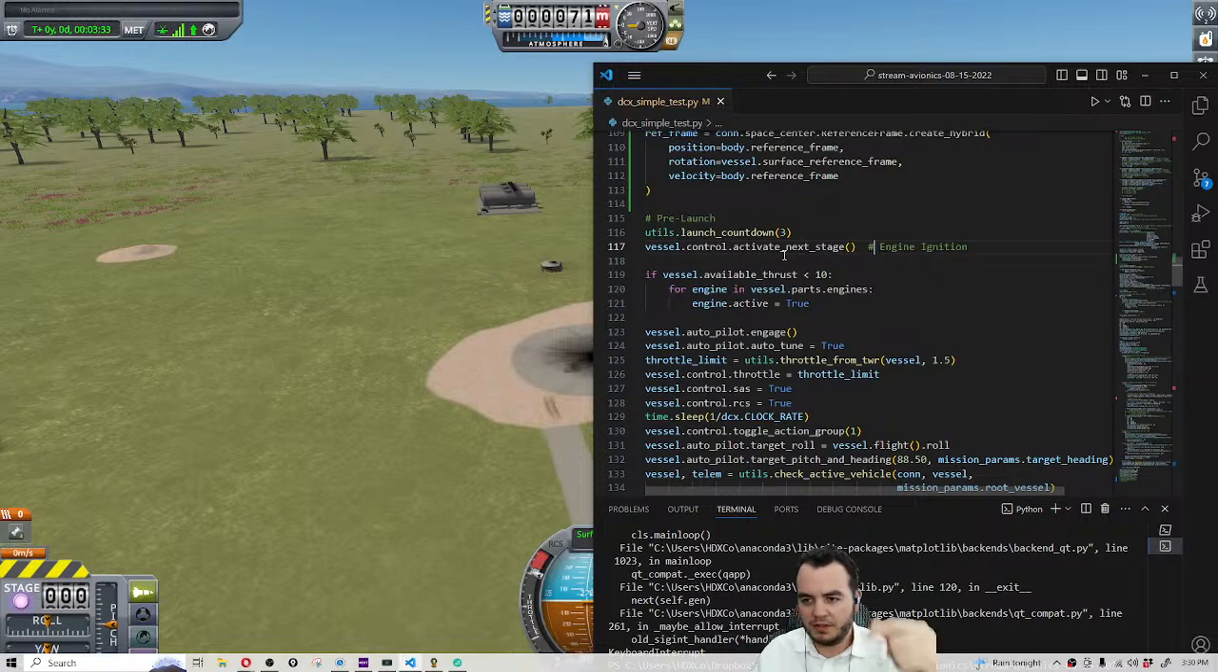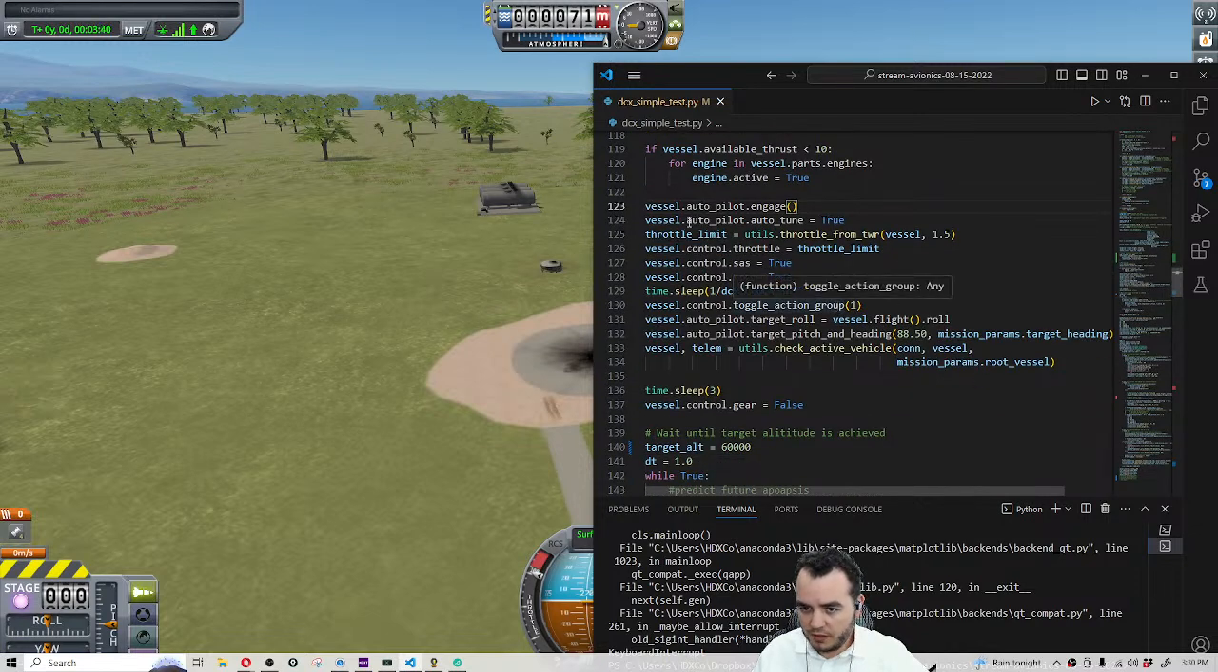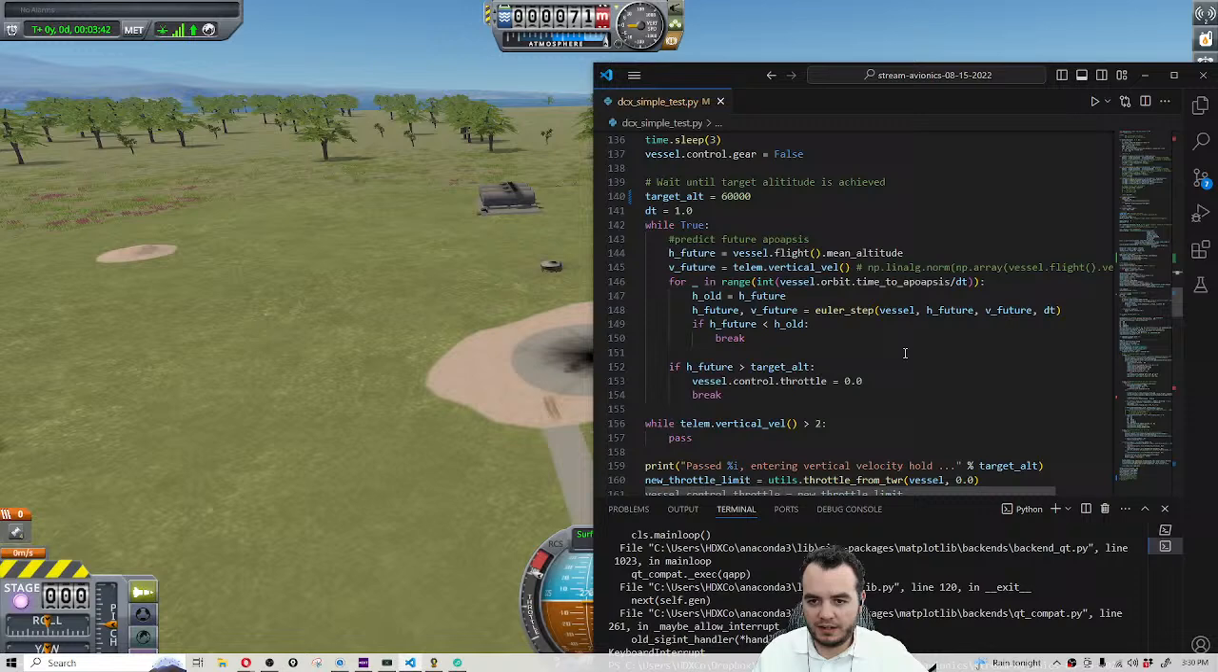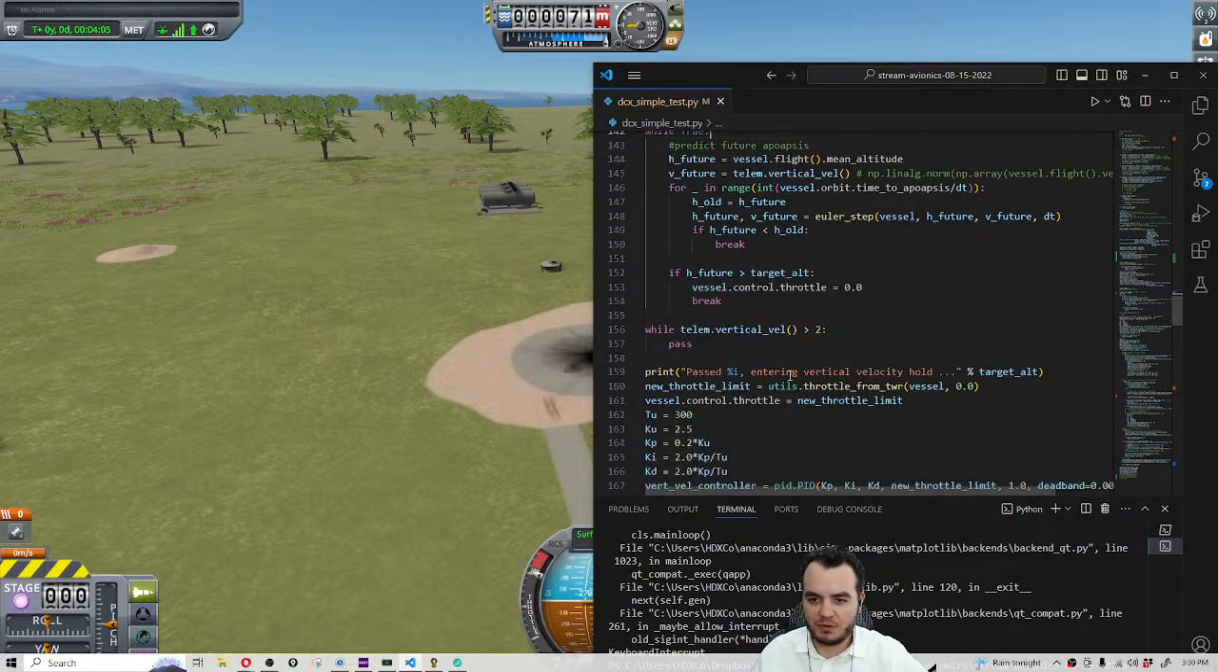We activate our engine after a countdown of 3 seconds. We make sure all the engines are good. All right, all this is just checking the active vessel, no problem. Okay, so our target altitude is 60 kilometers. So we should basically burn at full 100% throttle until we estimate that we are going to hit an apoapsis of around 60 kilometers. Okay, that's good. And yep, we're predicting our future apoapsis, so that's what that is all there.